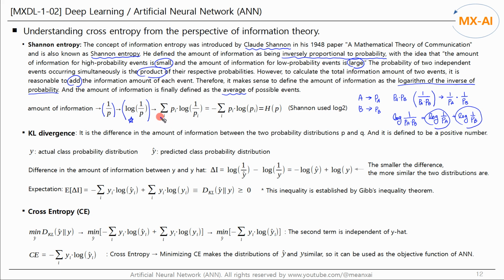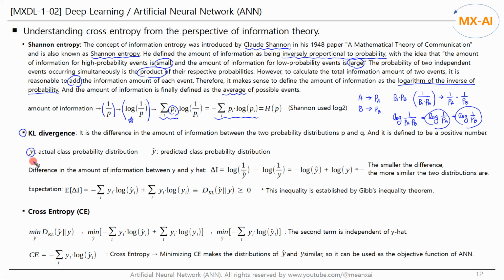And if you calculate the average with probability P, this is the entropy. In other words, entropy refers to the average amount of information. Next, let's look at the KL divergence. KL divergence is the difference between two amounts of information.